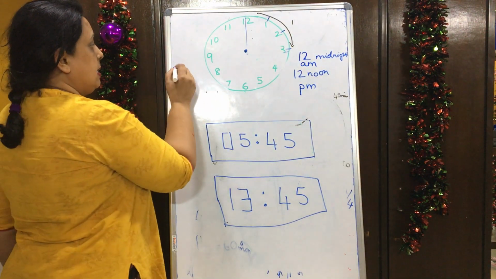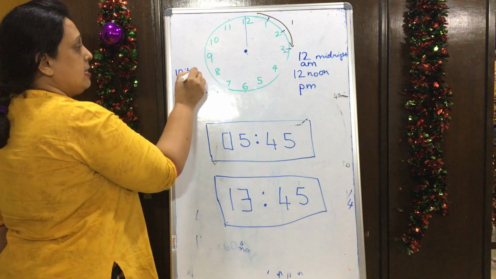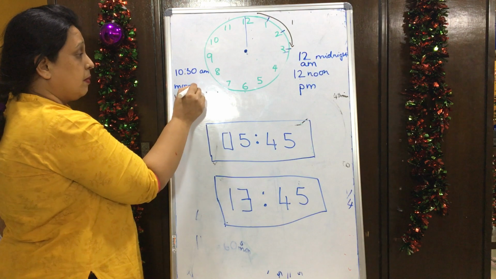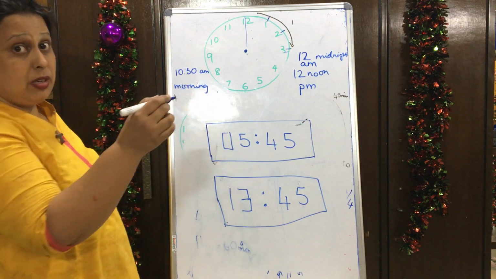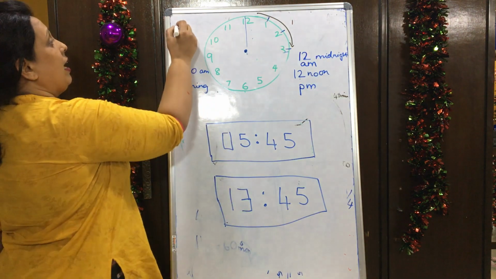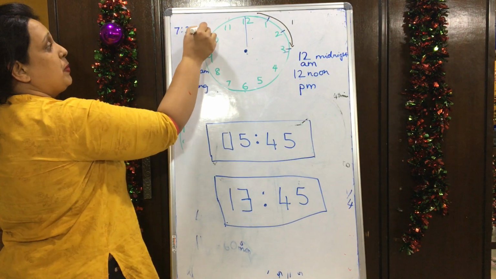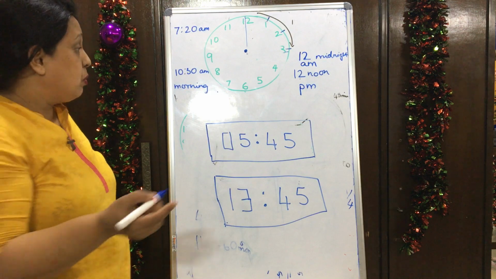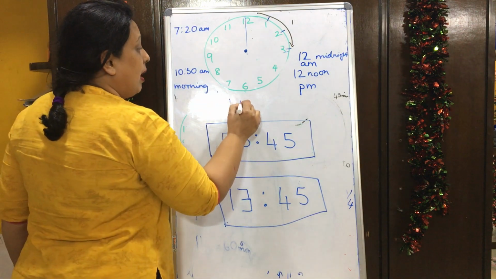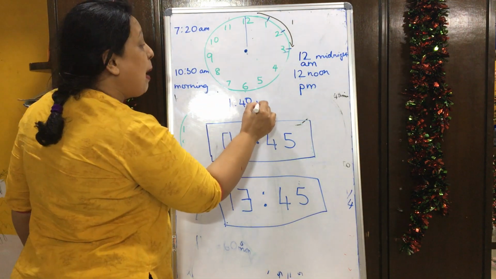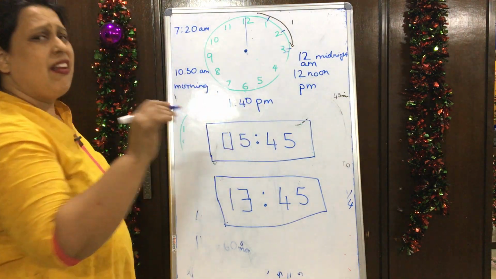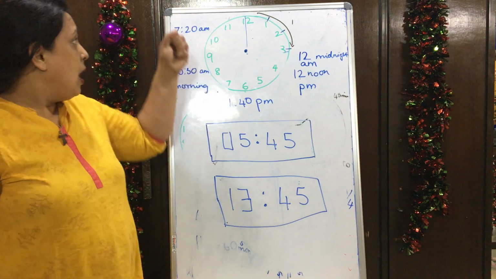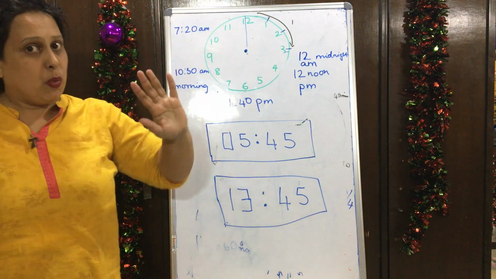So if it is 10:30 AM, it is in the morning. If we had school and we would be in school, we had to be in school by 7:20 AM and we would leave school at 1:40 PM. You all are really intelligent. So this is how the AM and PM works.